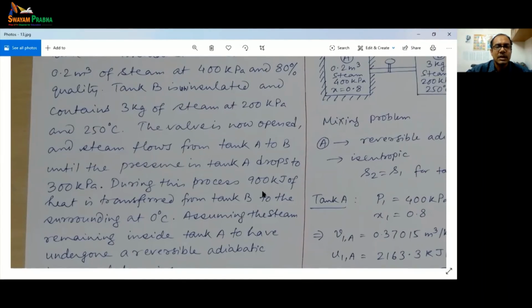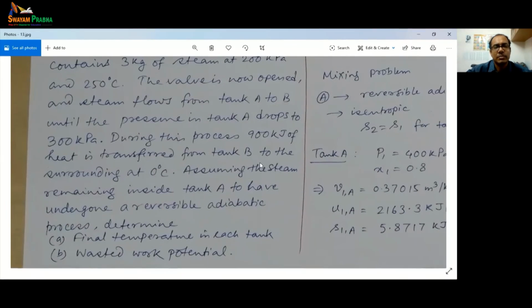During this process, 900 kilojoule of heat is transferred from tank B to the surrounding at 0 degree centigrade. So while you open this valve and allow this process to happen, you also measure how much heat is being lost to the environment from tank B, because from tank A nothing can go out, it's insulated, but from tank B heat can go out, and 900 kilojoule of such heat is being transferred to the environment. And the environment is kept at 0 degree centigrade.